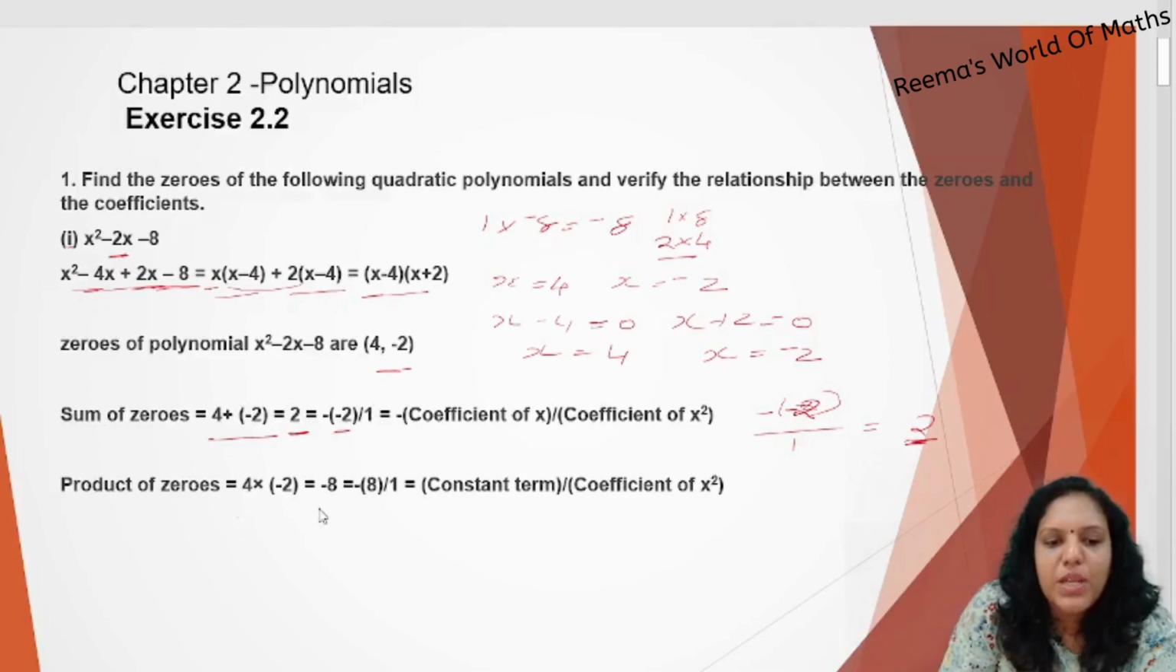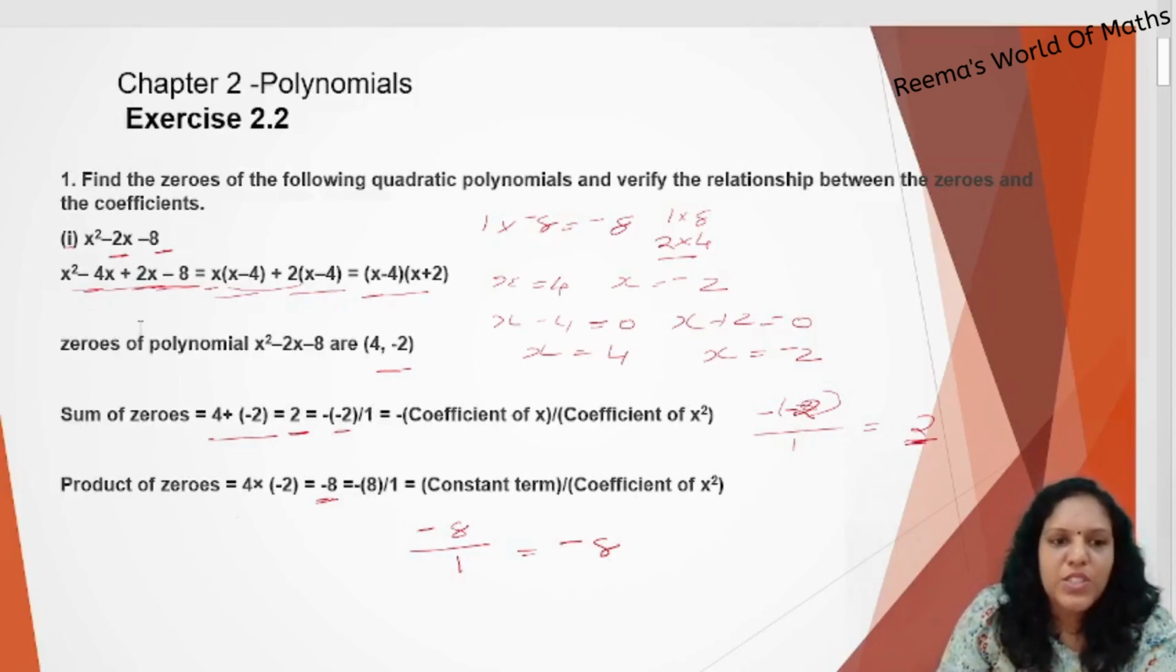So 4 into minus 2 will give you minus 8, and it is equal to the constant term divided by coefficient of x squared. So the constant term is 8 here, minus 8. We need to take minus 8 with the sign, so minus 8 divided by coefficient of x squared, which is 1. So minus 8 divided by 1 will also give you minus 8. So we have proved that the product of zeros is equal to the constant term divided by coefficient of x squared.